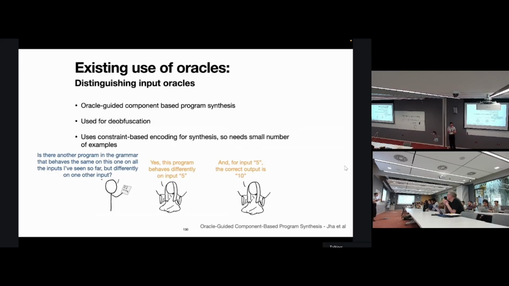It's quite a neat trick, but it does rely on you being able to make this query that says, is there another program in the grammar that does the same thing except for that one input? Which means you have to have a constraint-based encoding for your grammar. But it's quite clever. I like that one. No one else seems to like that one as much.